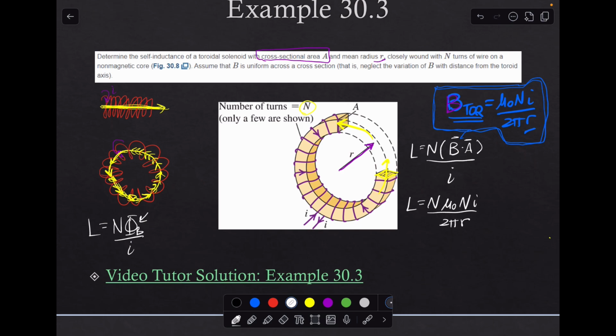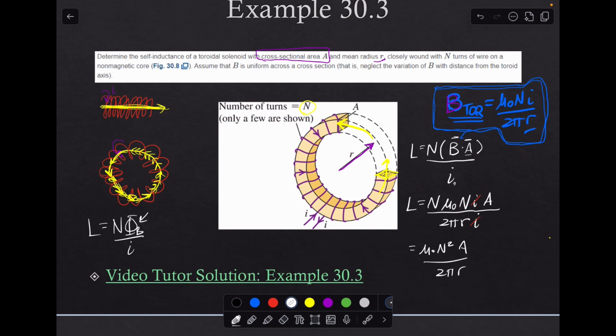And then we have the A, so it's just the cross-sectional area A, and then finally we have the current down here, I. So some things are going to cancel, not a lot. Mu naught N squared A over 2 pi r. This is the self-inductance of the toroidal solenoid.